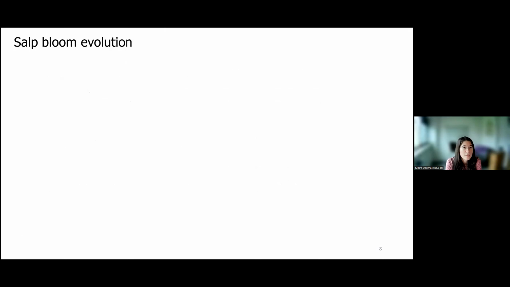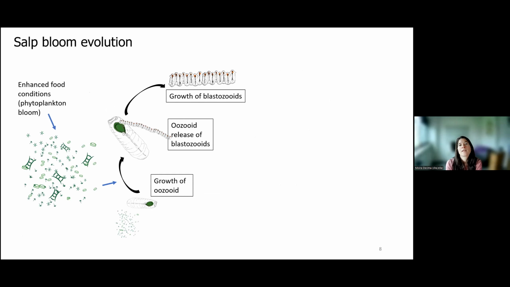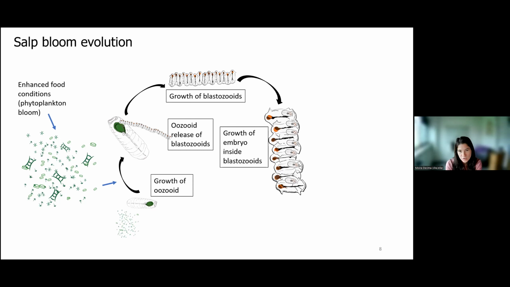I want to tell you quickly about the bloom evolution. Under typical conditions when there aren't salp blooms, there are oozoids that are drifting and surviving, and they need enhanced food conditions to be able to trigger this bloom. So when they encounter these conditions is when they start this production of these chains of blastozoids that grow rapidly. Every one of these blastozoids gives birth to one live embryo, and that's how the cycle gets completed.